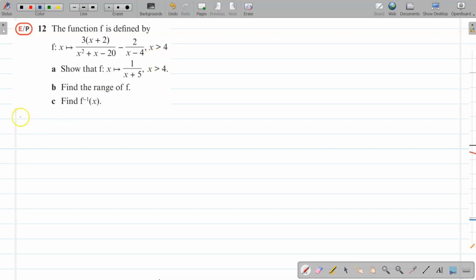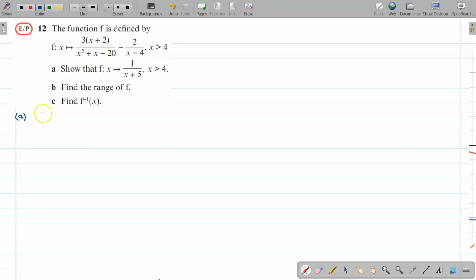So let's start by processing that original function as given. And it's a show that question, so we have to put all the steps in to get all of the marks. So no shortcuts. So we're going to start by expecting that the denominator of this will factorize, and it will factorize into x minus 4 and x plus 5. That's what we're looking for, because that would be logical in the context of this question. In fact, it does factorize like that.